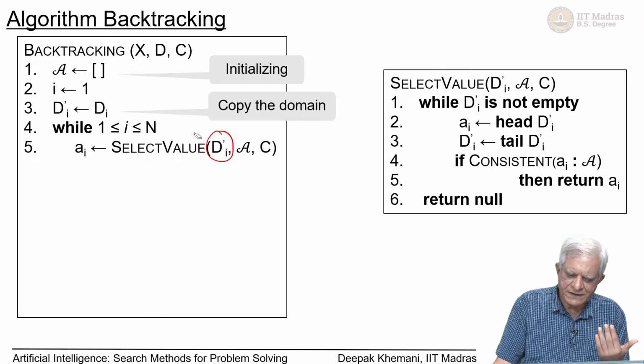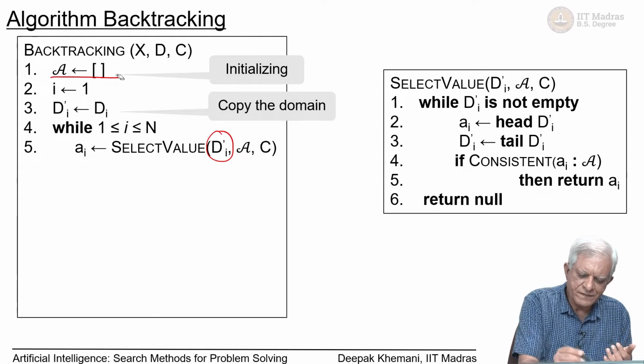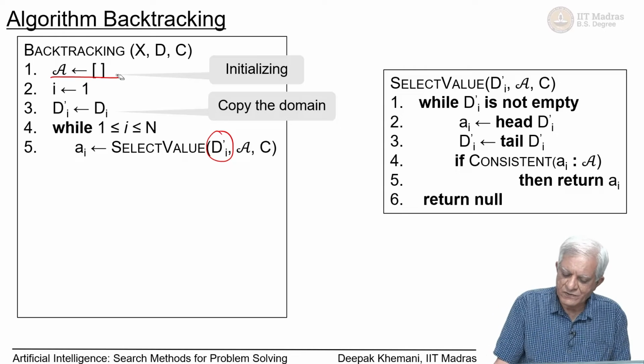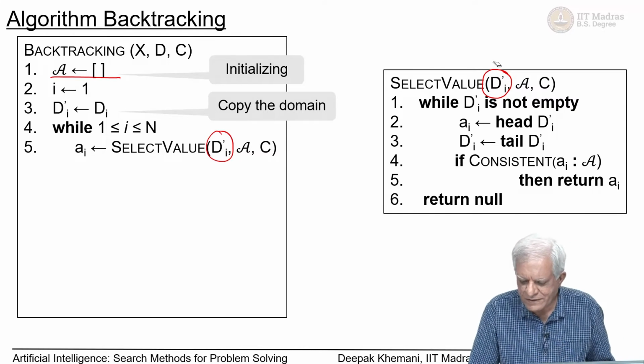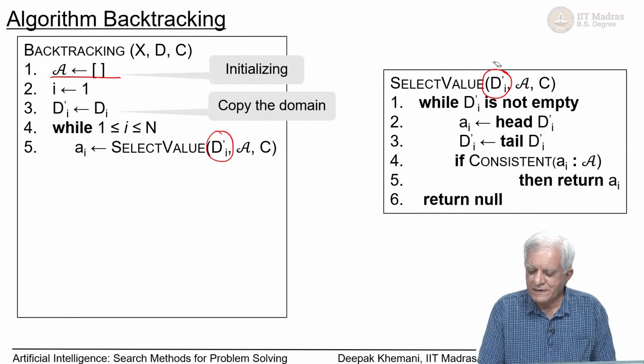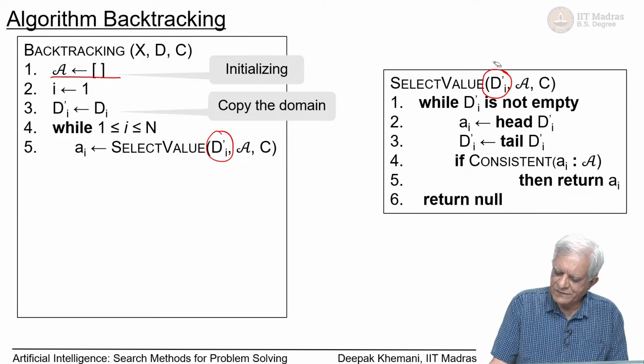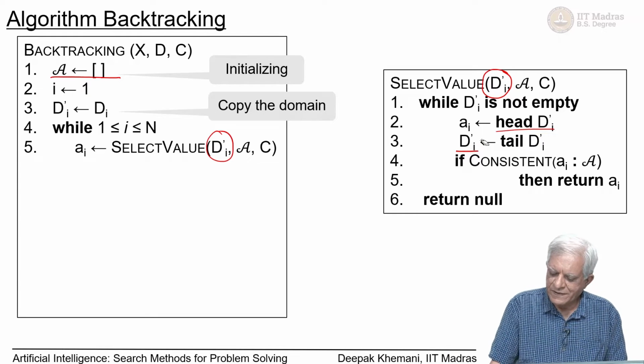Initially, of course, the assignment is empty, as we have seen here, and the constraints have to be satisfied essentially. So, what does this select value function do? It takes out elements one by one from this Di prime, which is a copy of the domain for the ith variable, and we have already said in the order from left to right. So, it extracts the first value from the domain of i, and then it updates Di to the tail.